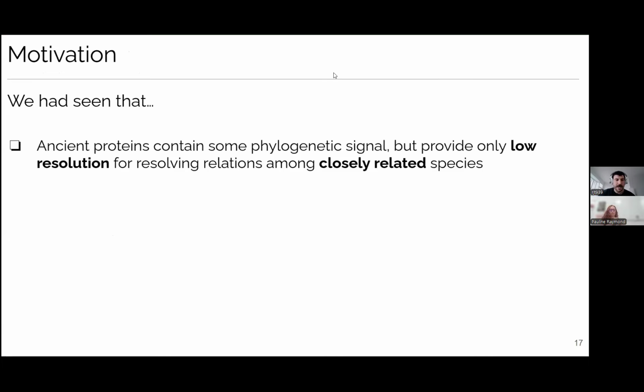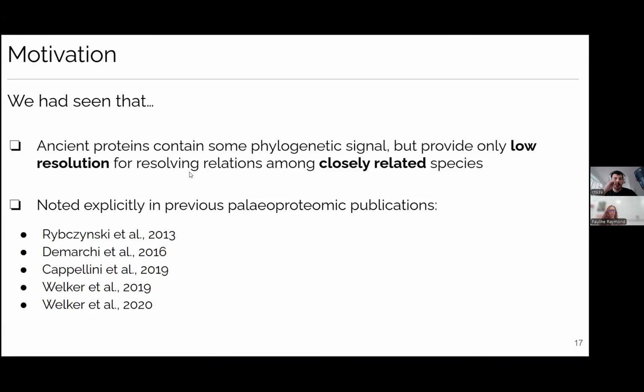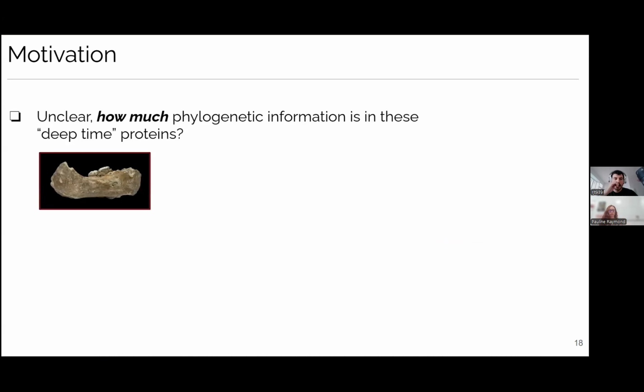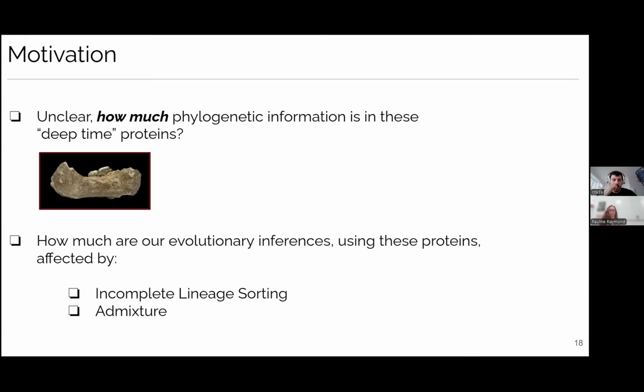Until that point, we had seen that ancient proteins do contain some phylogenetic signal, but provide very low resolution for resolving relations among the very closely related species. And this was noted explicitly in multiple previous paleoproteomic publications. I put here a couple of them. But it was still unclear how much phylogenetic information is in these deep time proteins, and how much our evolutionary inferences using these proteins will be affected by things like incomplete lineage sorting or admixture.